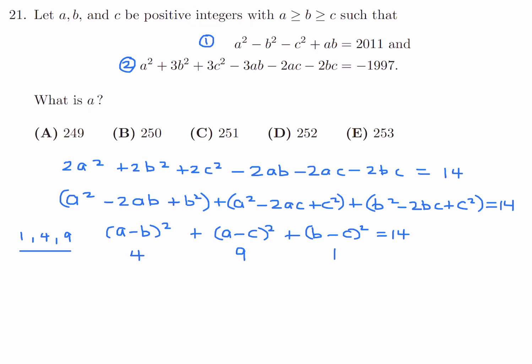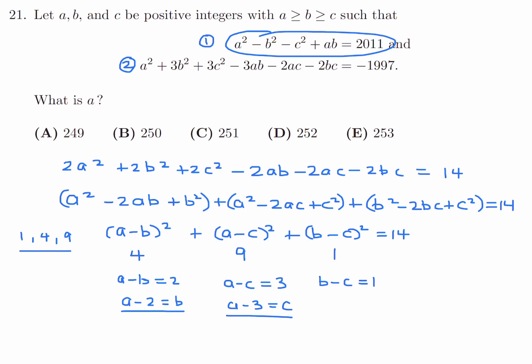If (a minus b) squared is equal to 4, that means a minus b is equal to 2. And very similarly, that means (a minus c) squared is equal to 9. So a minus c must be equal to 3. And b minus c is equal to 1. So with these, what I'm going to do is just isolate for b. Isolate everything in terms of a, because a is what I'm interested in. So a minus 2 will be equal to b. From here, a minus 3 is equal to c. And here, it doesn't really matter. This one doesn't really help us. So these are the two that I'm going to sub back into this one to solve.